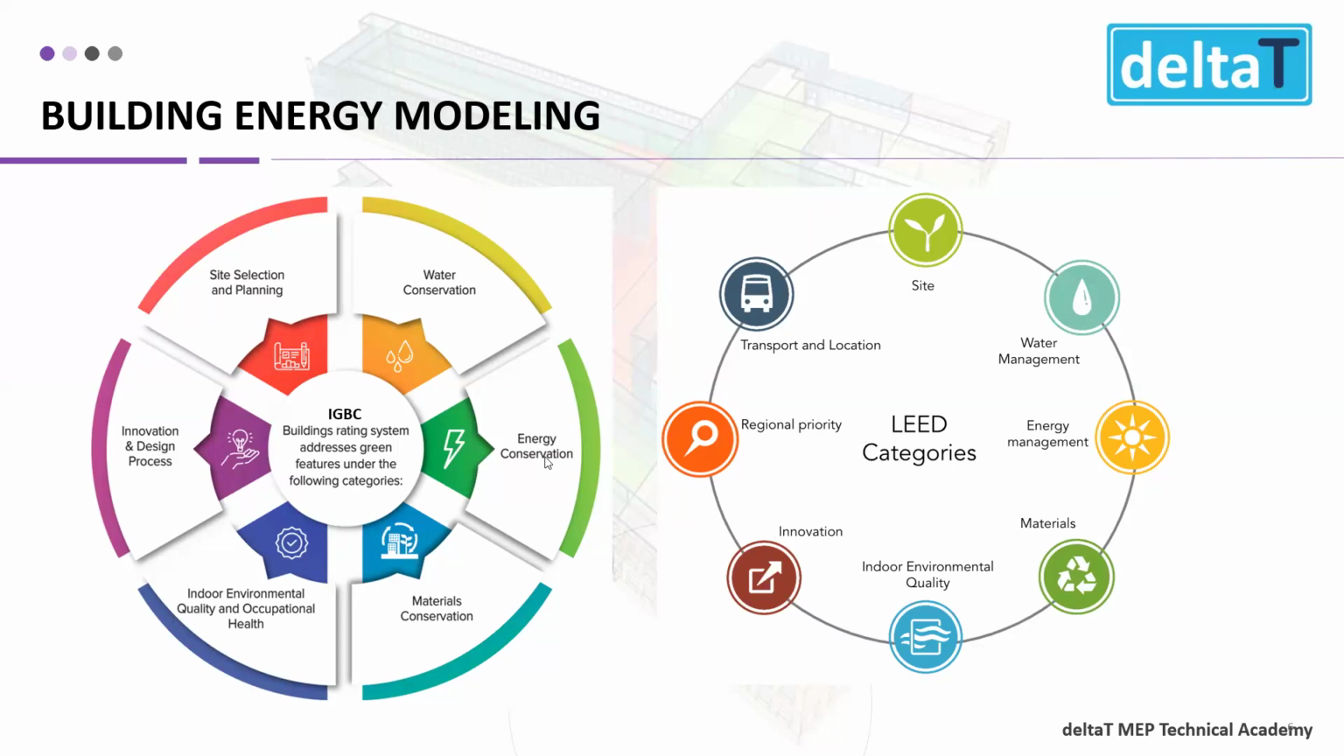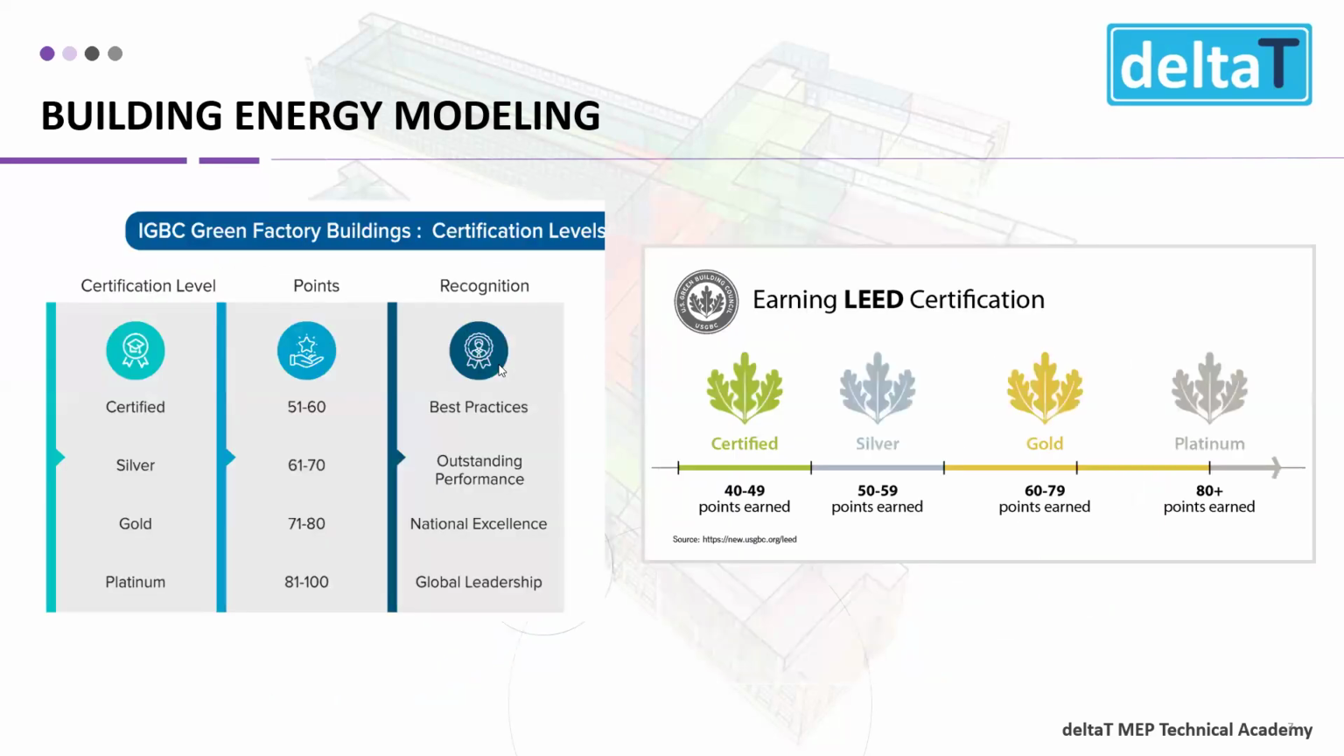And now energy conservation. Similarly, we have LEED, similar to IGBC. Now, if you observe here, in IGBC we have ratings. To get the certification of the Indian Green Building Council, we should have 51 to 60 points. Similarly silver, gold, and platinum. These are the points we should achieve. And same here, to get the LEED certification, we should have 40 to 49 points, up to 80 plus points earned.